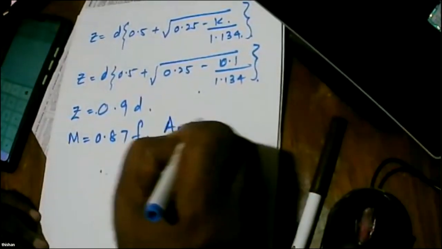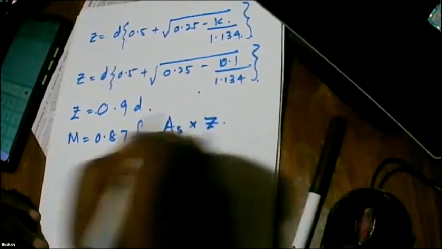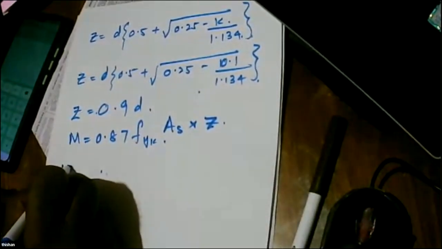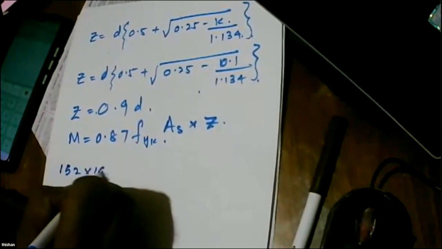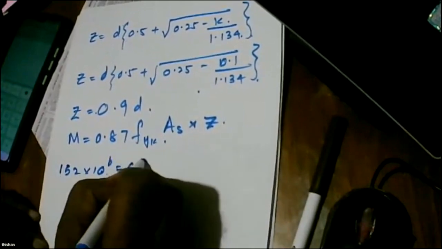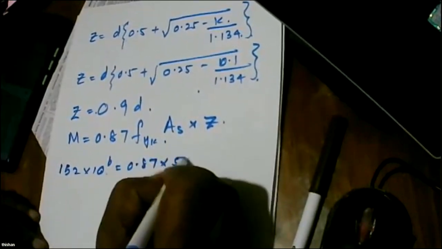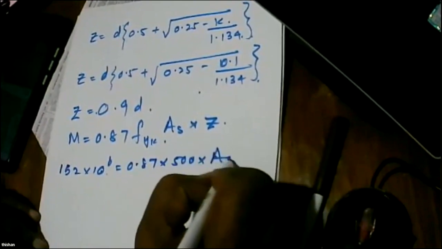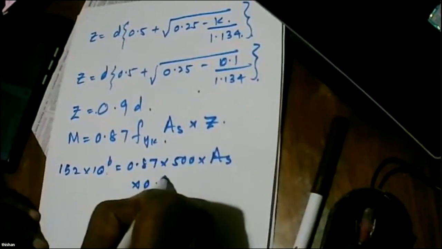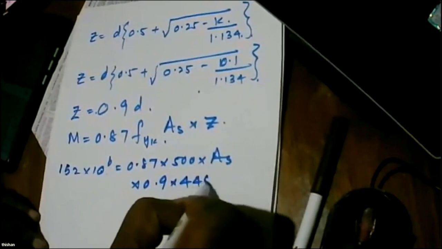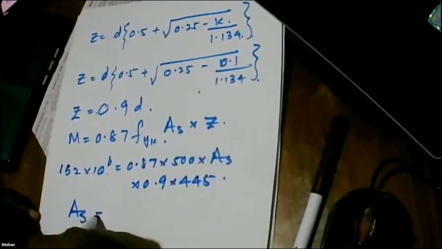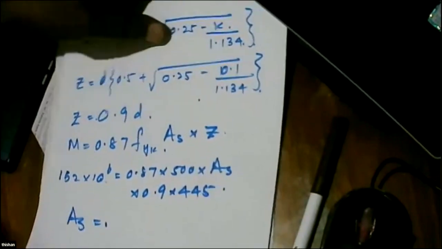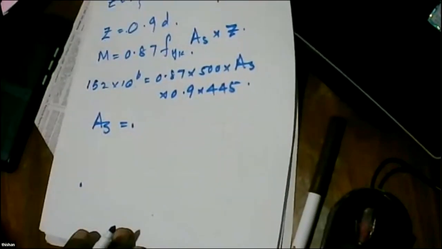Now M is equal to 0.87 f_y times area of steel multiplied by Z. So 152 into 10 to the power 6 equals 0.87 into 500 into A_s multiplied by 0.9 into 445. The only unknown is A_s, so straight away you can find the rest. What is the answer, Bandhu?